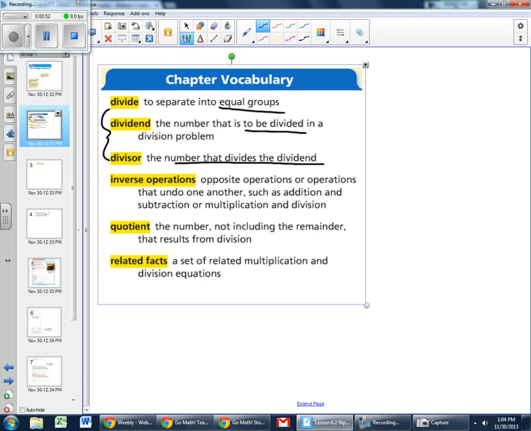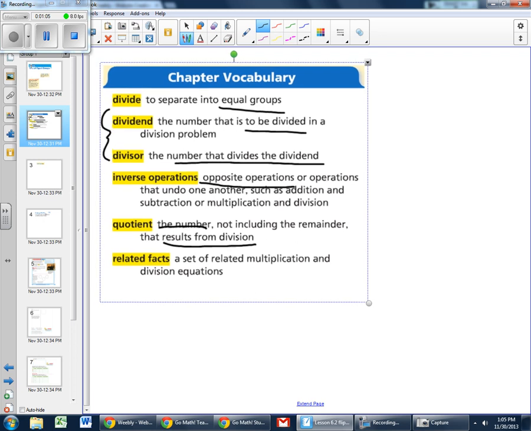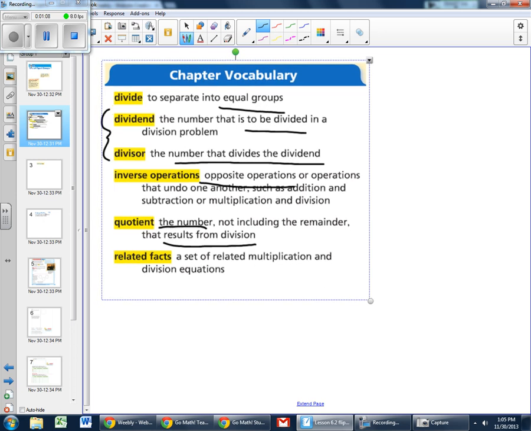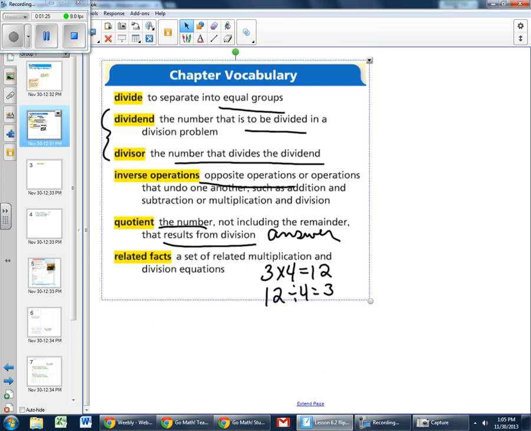Inverse operations is your opposite operations, adding and subtracting, multiplying and dividing. Quotient is the number that results from the division problem. Looking for it's your answer. And related fact is a set of related multiplication and division facts like 3 times 4 equals 12, 12 divided by 4 equals 3, having those same numbers on there.